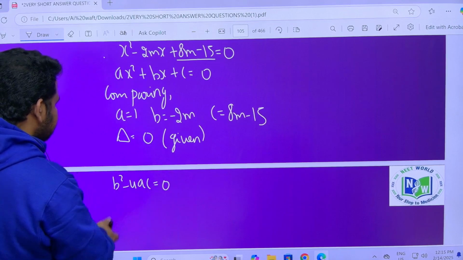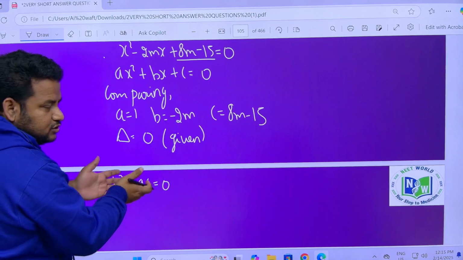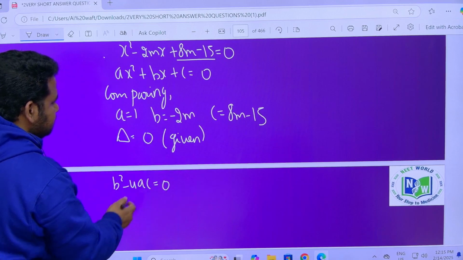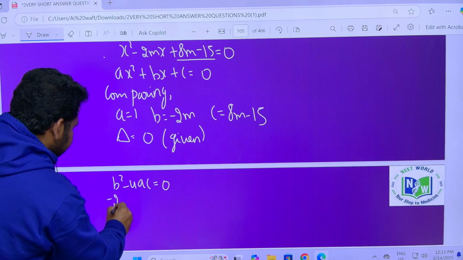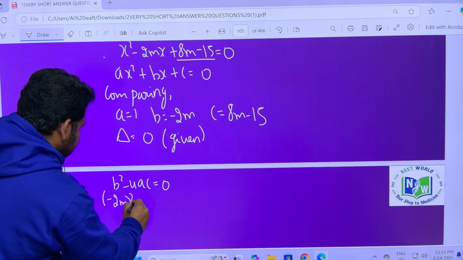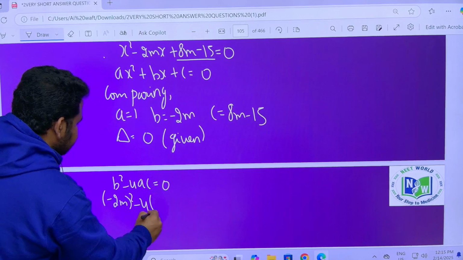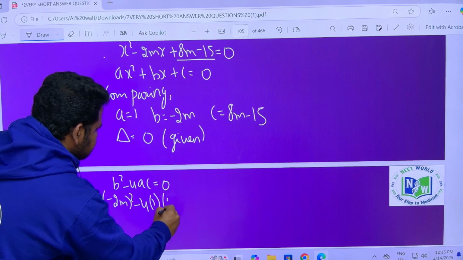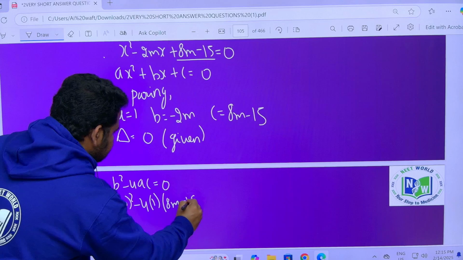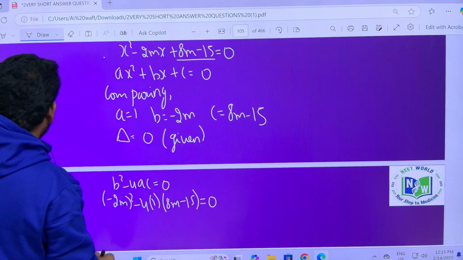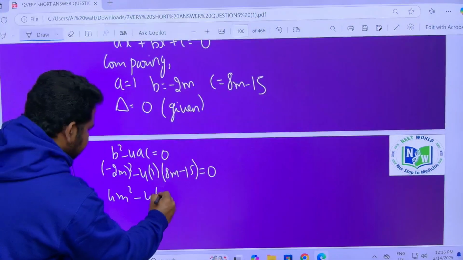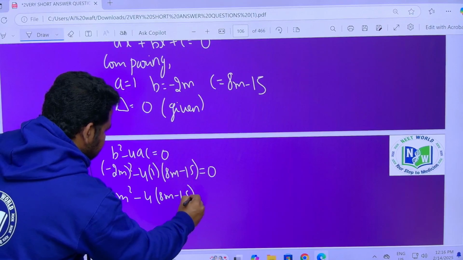So let us substitute the values. b square minus 4ac is equal to 0. b is minus 2m whole square, minus 4 into a, which is 1, and c is 8m minus 15, is equal to 0. So this will be 4m square minus 4 into 1 is 4, 8m minus 15 is equal to 0.